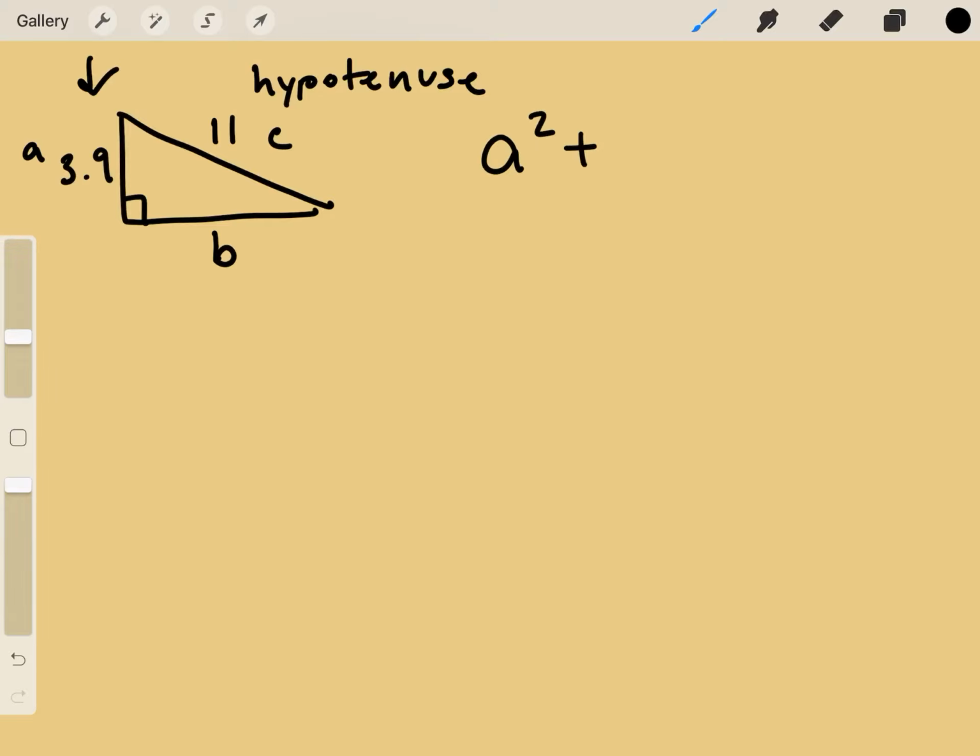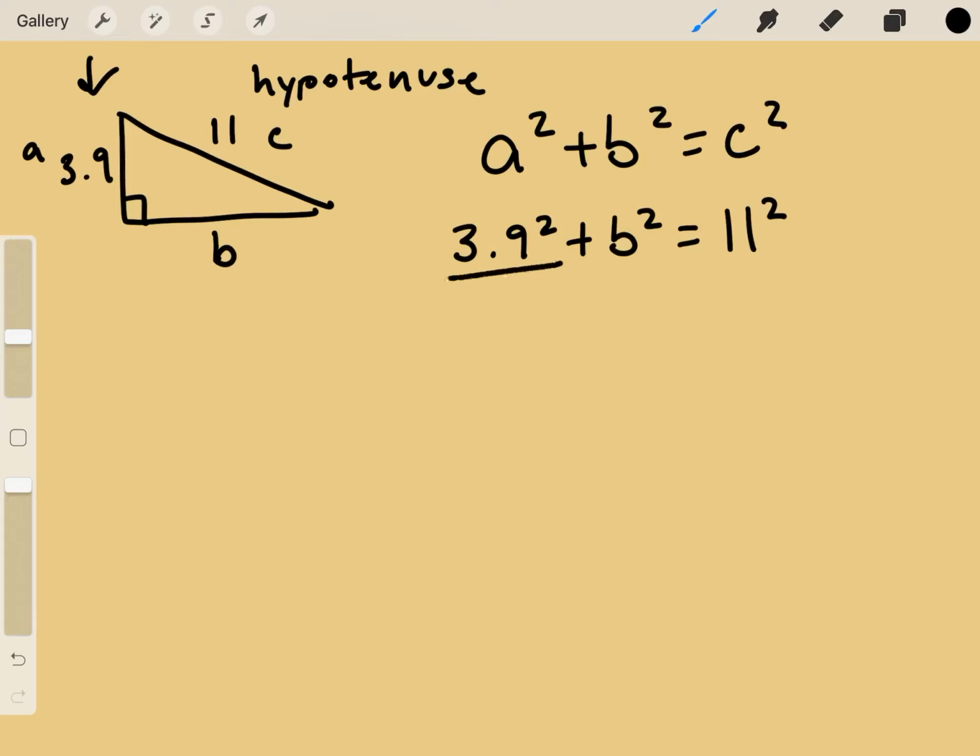So now we're going to use our formula again. A squared plus B squared equals C squared, but we're not going to just autopilot and submit the two numbers we're given into the beginning. We have to remember 11 is relating to C and not B. So 3.9 squared plus B squared equals 11 squared. 3.9 squared, for those of you that don't have a calculator next to you, is 15.21 plus B squared equals 121.